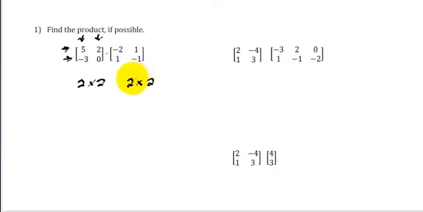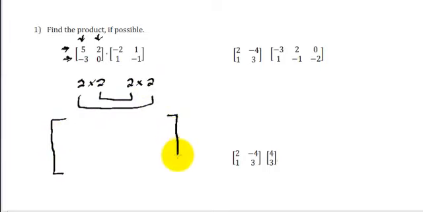So when we write the numbers, we write the rows first and the columns second. And after that, we look at the middle numbers. They call them the inner numbers. So we say 2 and 2. If they are equal, then the product exists, and then we can multiply the matrices. And the result matrix would be the outer numbers, which is a 2 by 2 matrix. So the final product is going to be a 2 by 2 matrix.